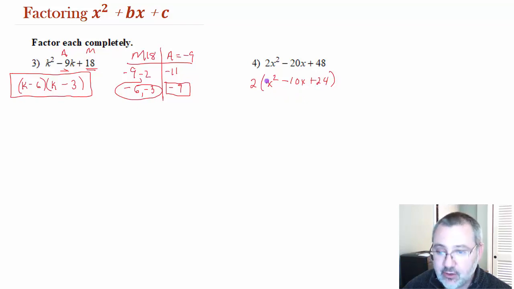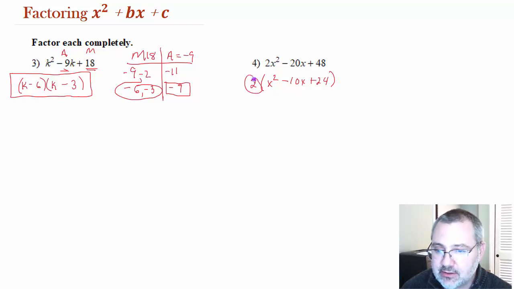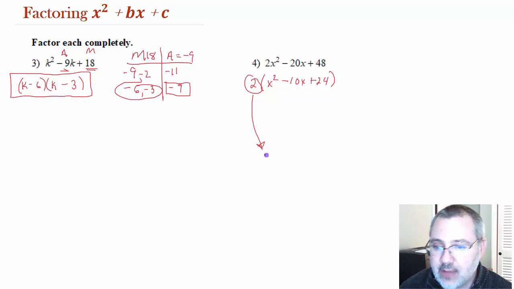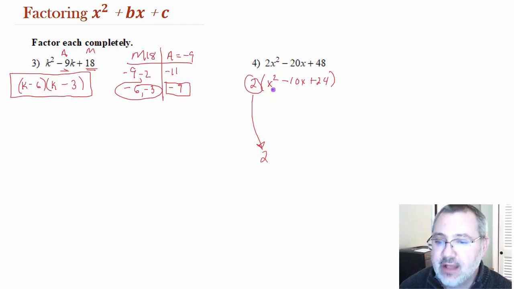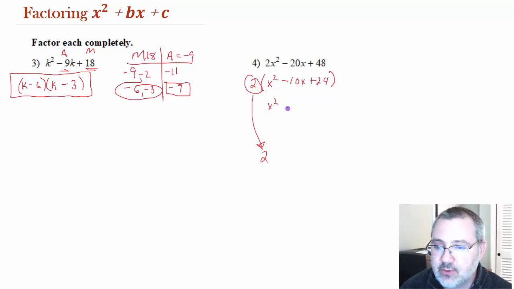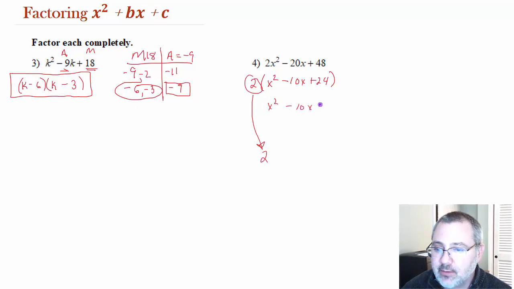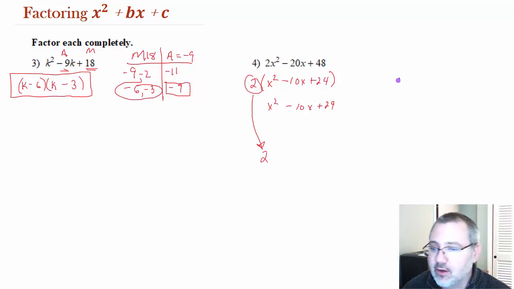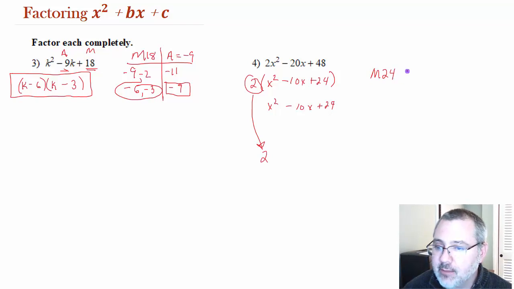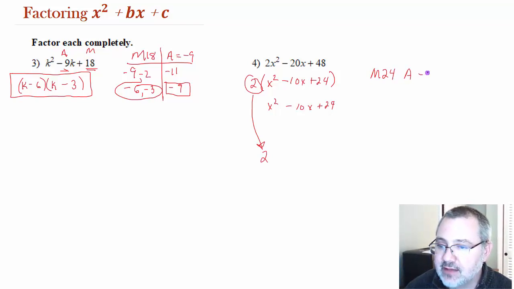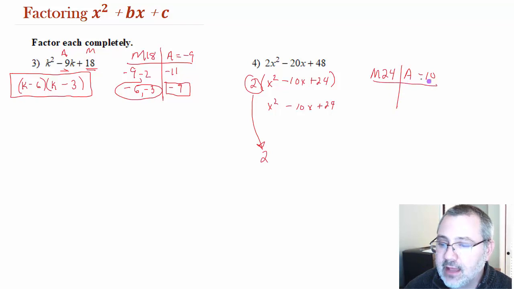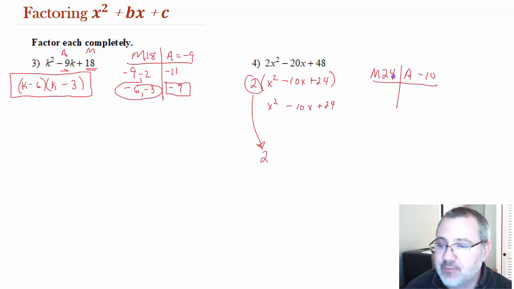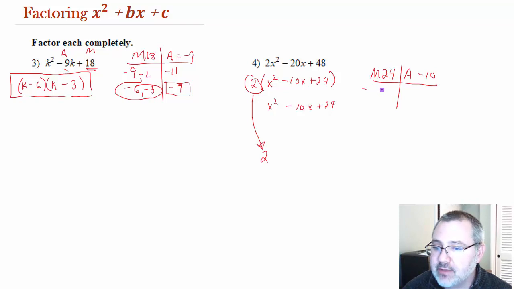Now if you notice, our leading coefficient here is 1. So we don't forget this 2 here. I always like to circle it and then say, bring it down here as part of our answer. Now focus your attention just on x squared minus 10x plus 24. And we'll start off with our chart over here. We need two numbers that multiply to give us 24, but add up to give us negative 10. Again, because we're multiplying to give a positive but add up giving negative, both numbers have to be negative.